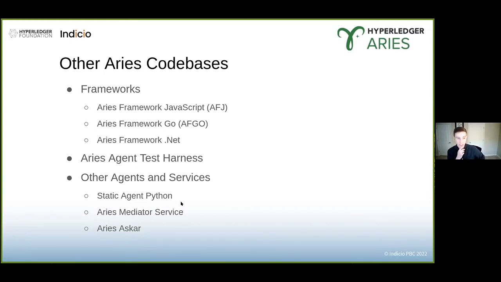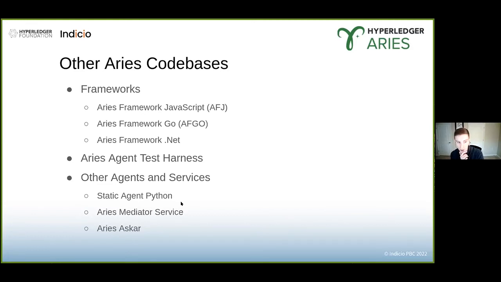There's also the Aries mediator service, which is a dedicated repo for deployments of a mediator. This is built using ACA-Py, and it provides us with that third party that enables mobile agents to receive messages when they're otherwise offline.